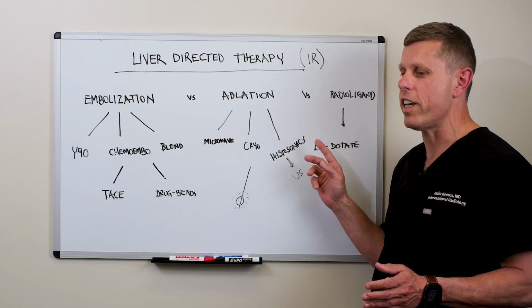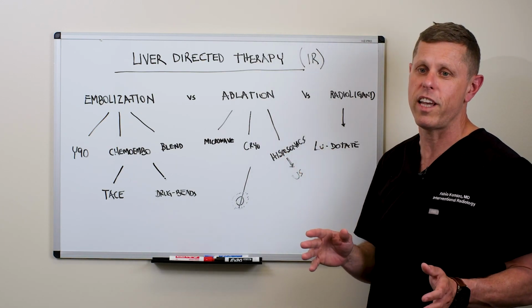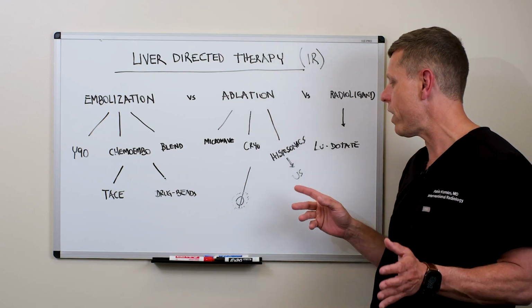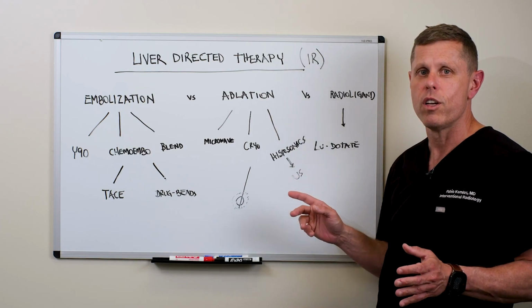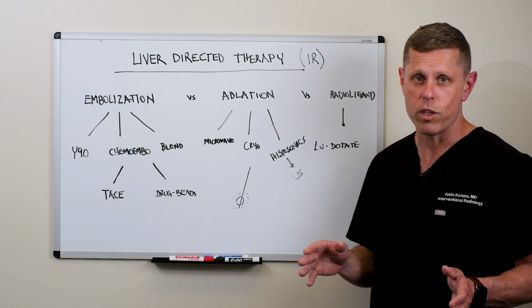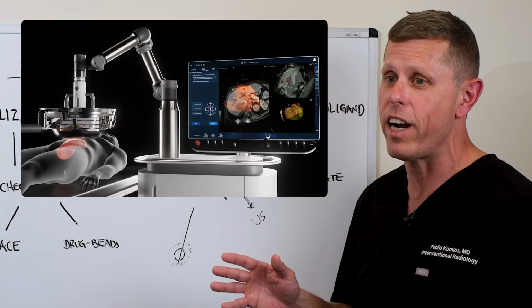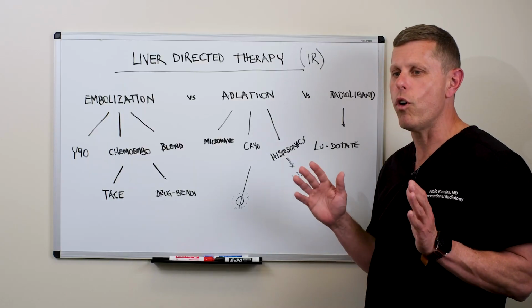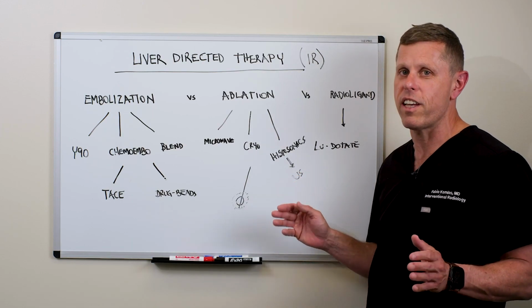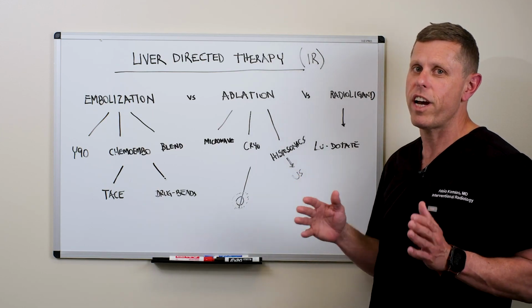Histotripsy has been getting some more attention, and that's a way to use ultrasound to actually destroy liver tumors. That's performed under ultrasound guidance and does not require even placement of a needle. And although it is in its early days and there is not a lot of data, it is very exciting.